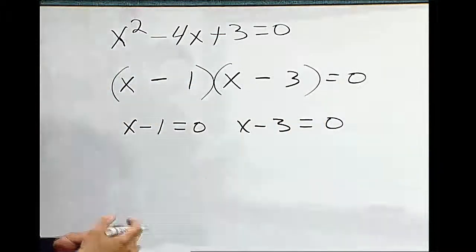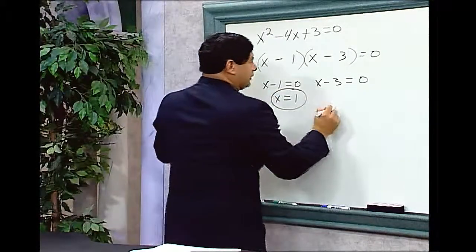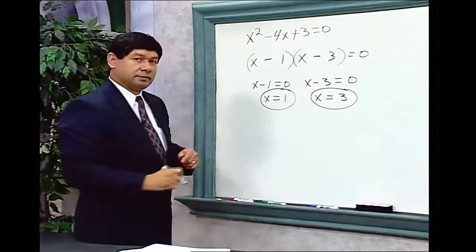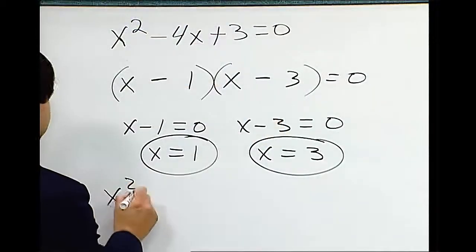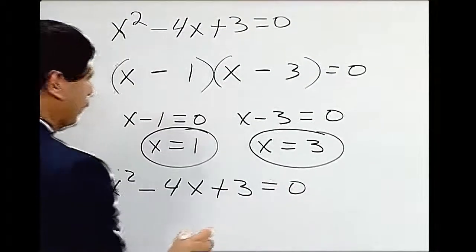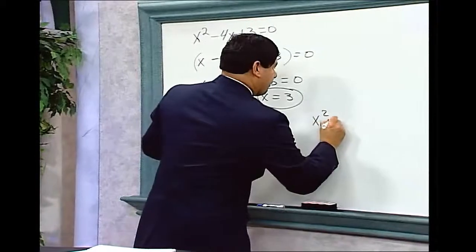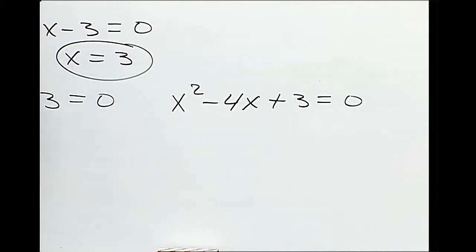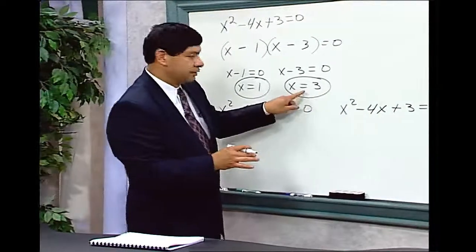Well, we know, again, isolate our variable, our x. So x is equal to 1. Isolate the variable, x is equal to 3. These are our solutions. Well, let's plug them in to see, are we right? So we have x squared minus 4x plus 3 is equal to 0. We're going to write this twice because we have two solutions. x squared minus 4x plus 3, again, equal to 0. Now, all we're going to do is substitute. In this case, x is equal to 1, and in this case, x is equal to 3.